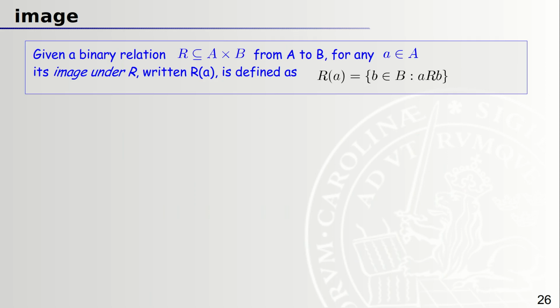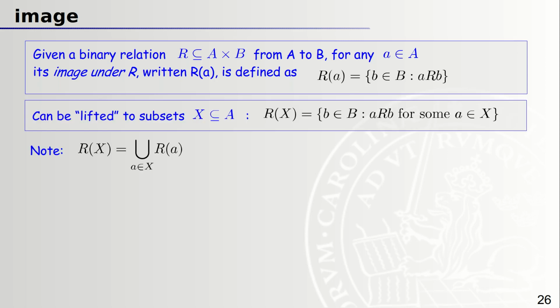In general, a relation from A to B can relate any element of A to any number of elements in B, 0, 1, or more. The image of an element in A under a relation R is just that set of elements of B that R relates to it. If instead of a single element in A we have a set of them, the image of that entire set is simply the union of the images of the individual elements.